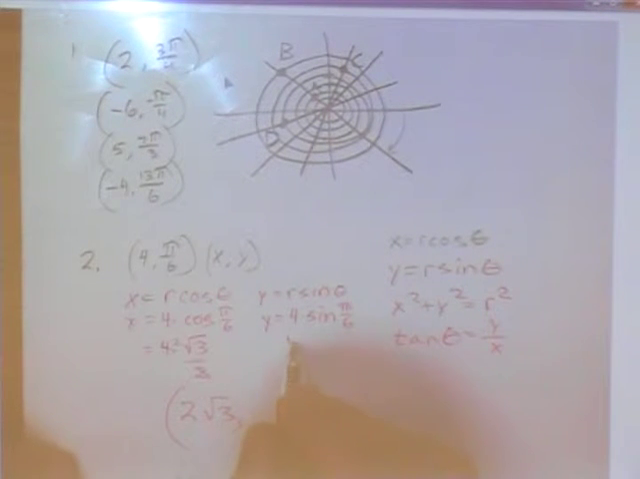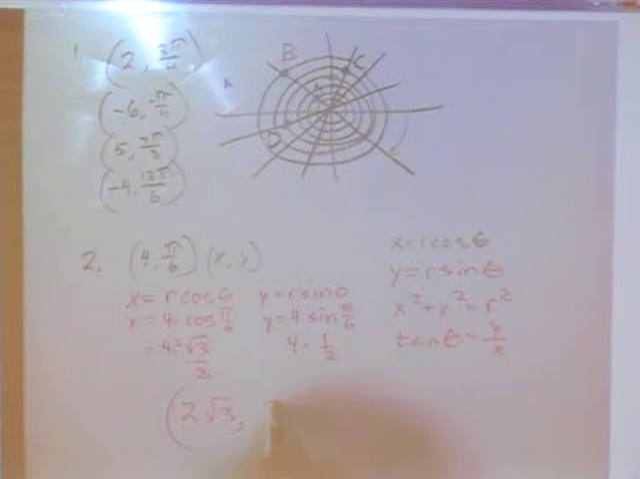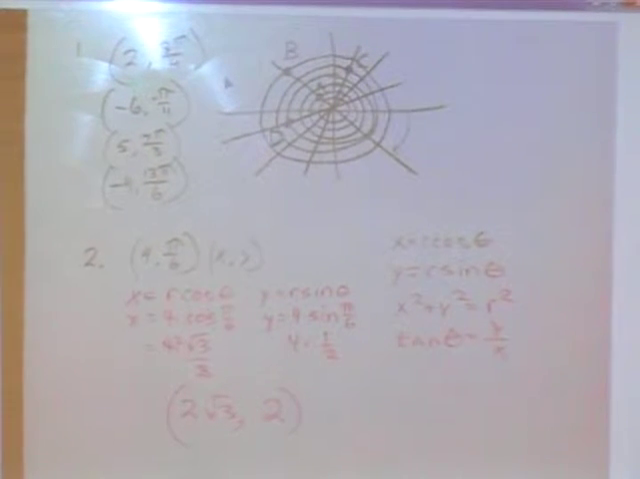Over here, what is the y value of pi over 6? 30 degrees. 1/2. So 4 times 1/2 is 2. And that's your y value. That's your coordinate that you were looking for.